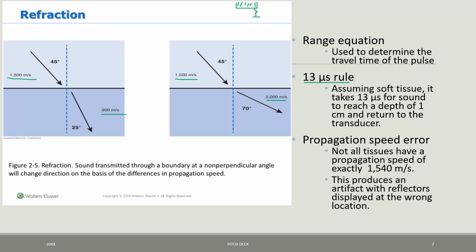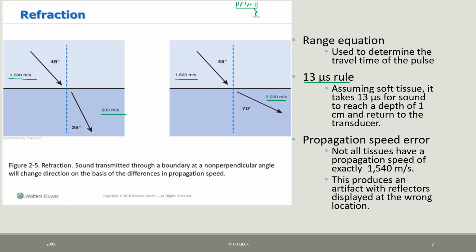Okay, that brings us to propagation speed errors, which can happen as all of our system operates off of the idea that sound always travels at 1540 meters per second, or 1.54 millimeters per microsecond. Now, if that were true, we would have no echoes back because our propagation speed throughout the whole body would be exactly the same. So really, our propagation speeds do vary within the body. If they vary very slightly, it doesn't really affect our image very much. It just might cause a little bit of refraction.